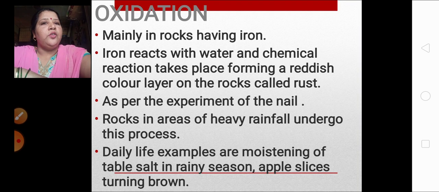The next thing we are going to learn is about oxidation. Before we start with this oxidation, let me show you one experiment.